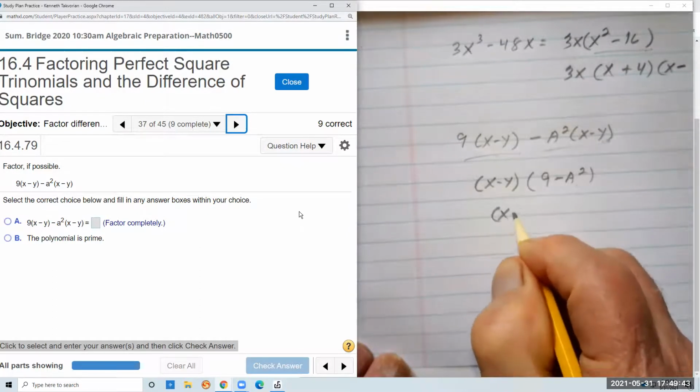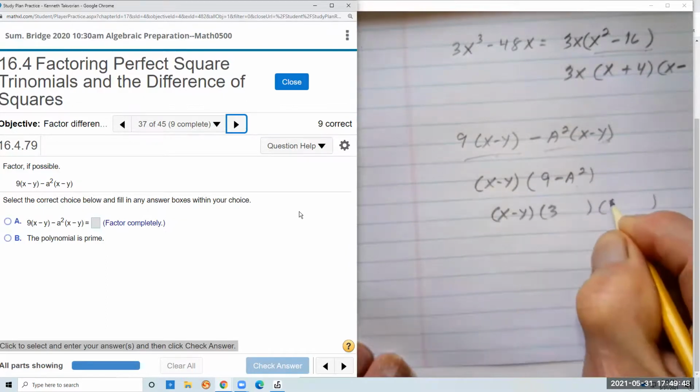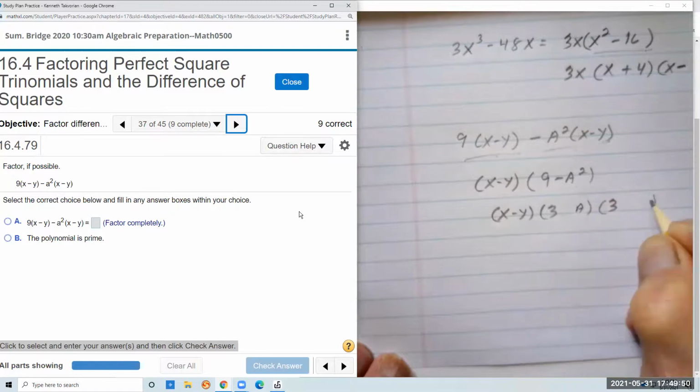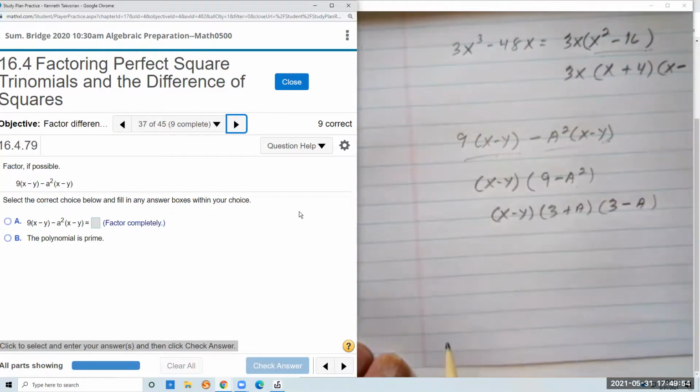So we have x minus y, 3 and 3, a and a, plus and minus. This is the completely factored form of the original problem.